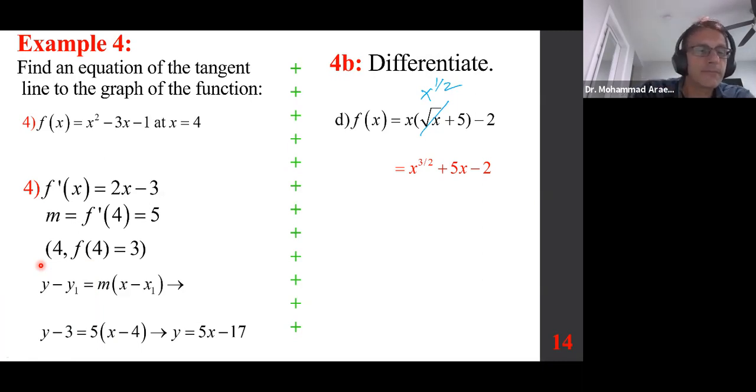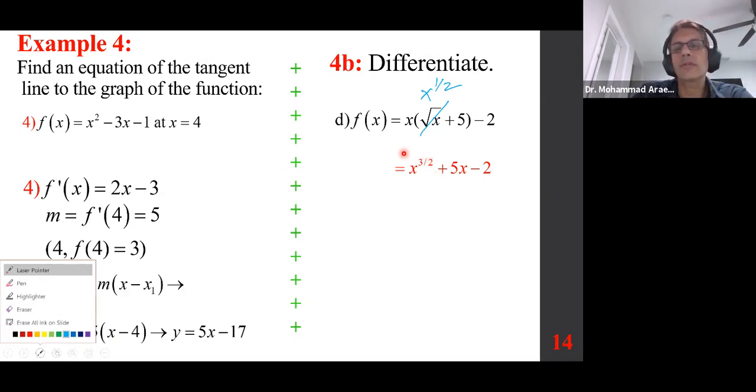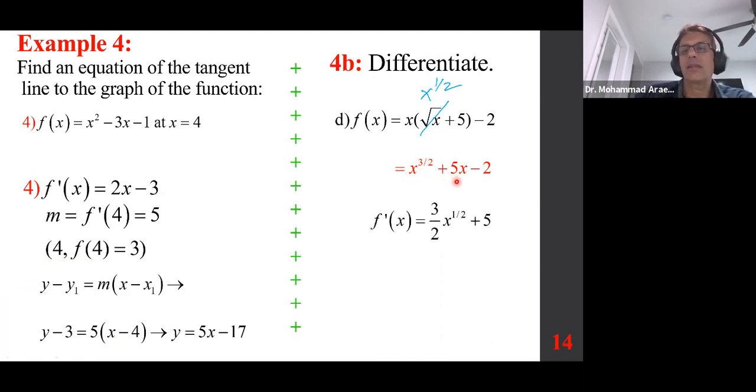That means 3/2 sits in front, x to the power of 1/2 plus 5. And that's it. You just change this to square root of x. So that's how you differentiate. The point being, there are a lot of algebraic steps that we need to be worried about.